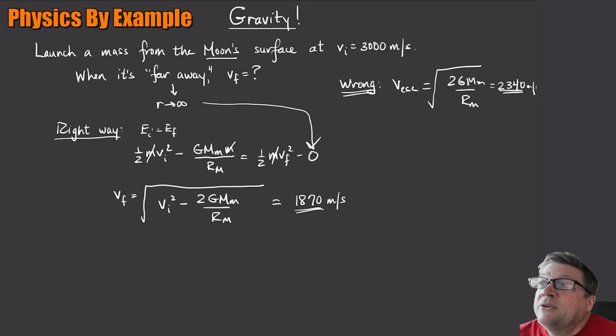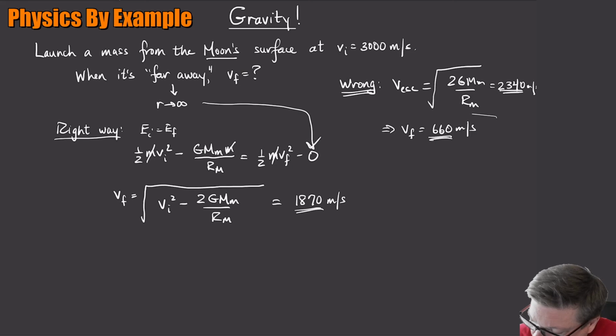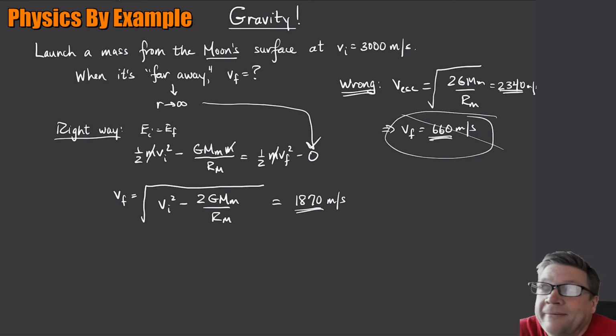So here's what people do, because that's a pretty simple calculation. They'll say, oh, I start with 3,000. I need 2340 to escape, so that means v_final is just the difference between those two things. It's just going to be 660. Don't do that. It sounds totally plausible, right? Until you think about it for a minute. If velocity were like money, you have 3,000, it takes 2340 to escape, and so what's left over is 660. So it sounds totally plausible.